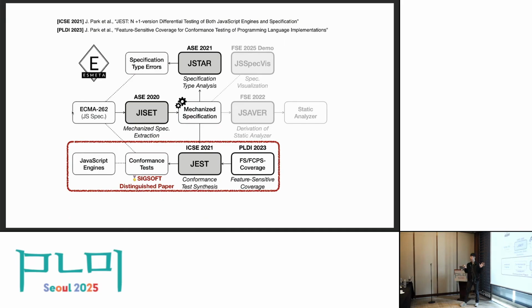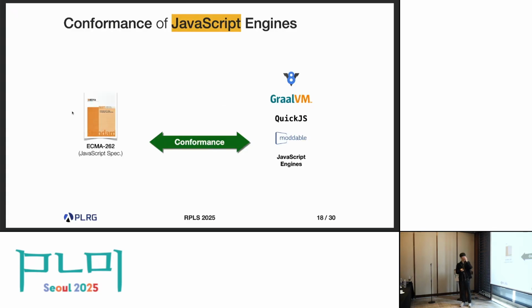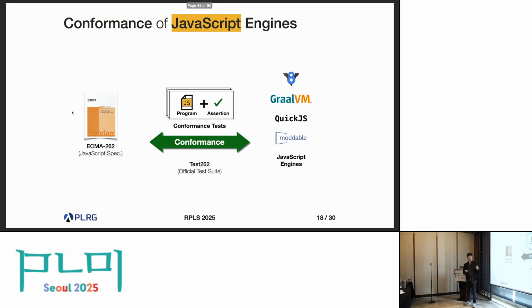So this was the first application. Now let's move on to the second application. Now we want to utilize the mechanized specification to check the conformance between the specification and implementation. So these two things should match each other, but how do we check it?